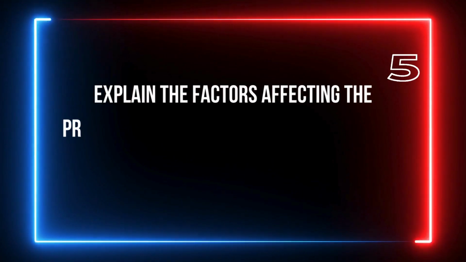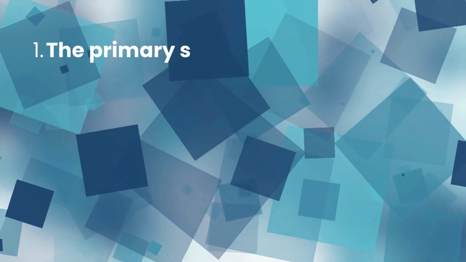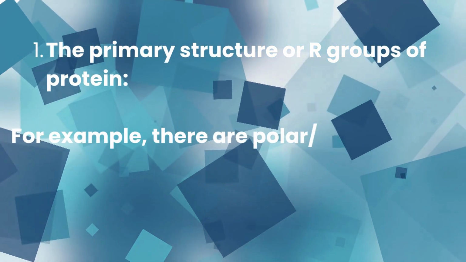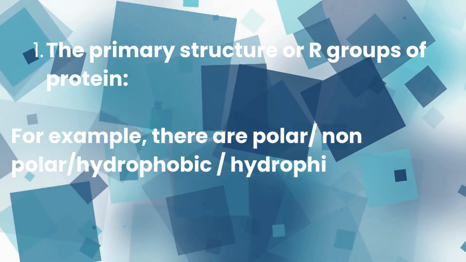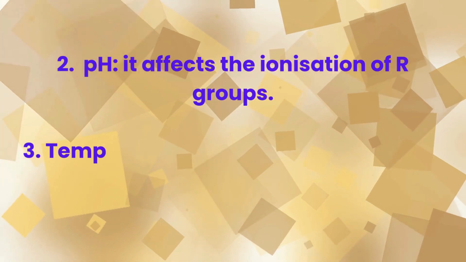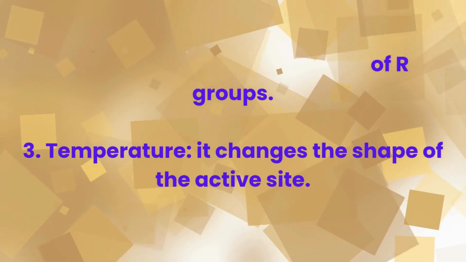Explain the factors affecting the properties of an active site of an enzyme. 1. The primary structure or R groups of protein. For example, there are polar, non-polar, hydrophobic, hydrophilic R groups. 2. pH. It affects the ionization of R groups. 3. Temperature. It changes the shape of the active site.